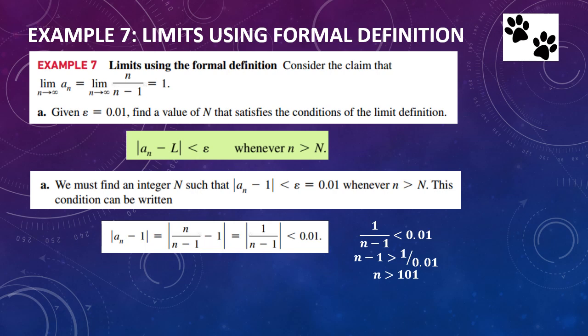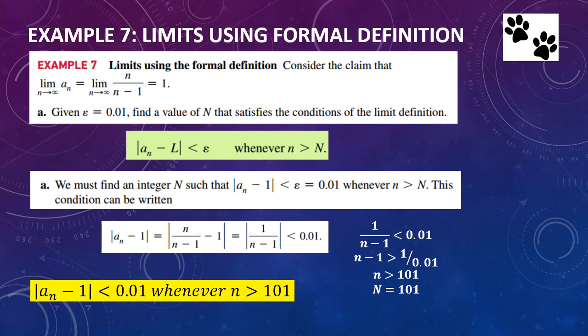And that's really what I was trying to figure out, the value of n that makes this true for everything. All values greater than 101 will make this true. What does that mean? That a sub n minus 1 is less than 0.01 whenever n is greater than 101. And notice how that falls directly from the tolerance formula in our formal definition. Try some of these problems. These are some of the most challenging.